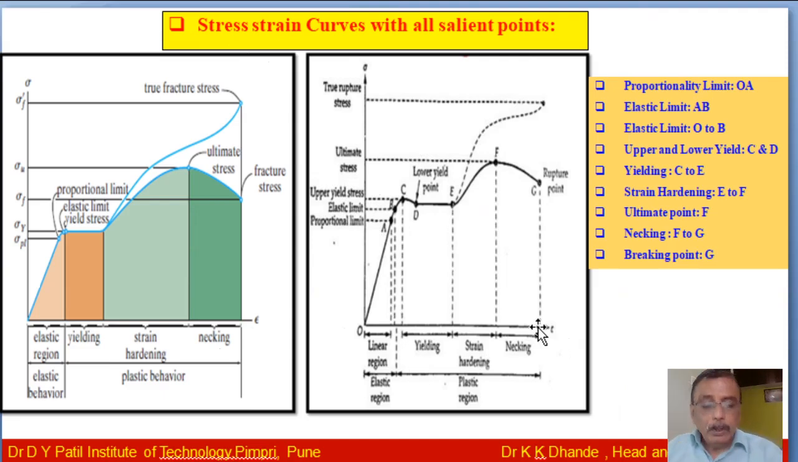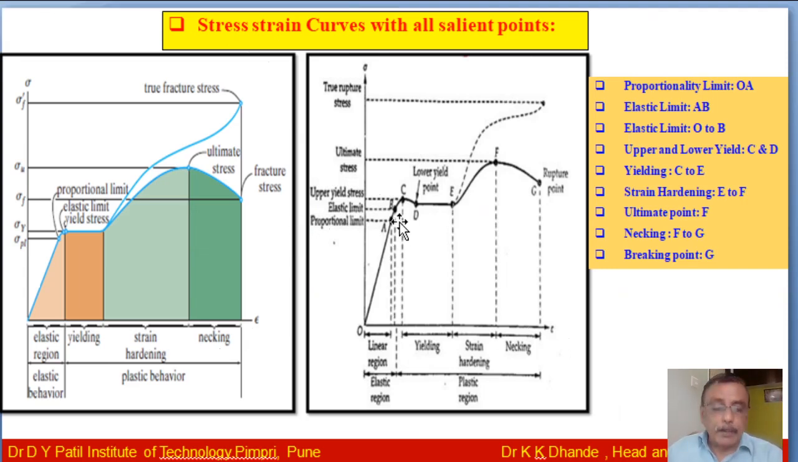Initially, when the load is increased, the stress is directly proportional to strain. Hence, the stress strain graph is a straight line. It is shown in that figure, that is O to A, a straight line. This part of the graph is known as the linear region. The maximum stress up to which stress is proportional to the strain is known as the proportional limit, meaning the point A is called the proportional limit.